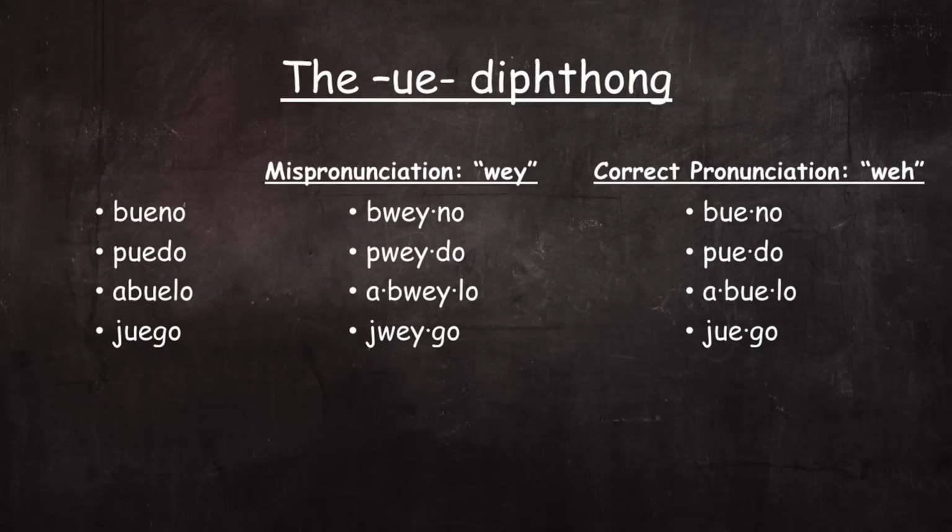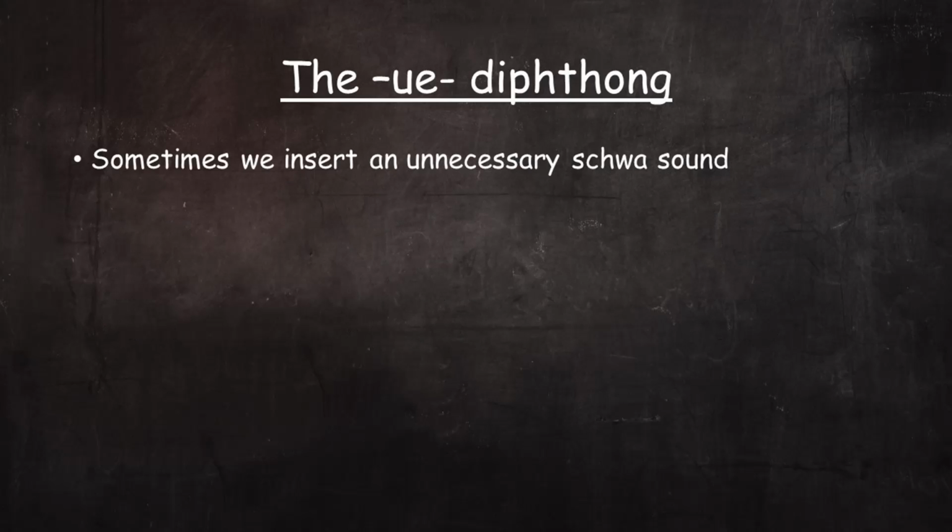I don't really have a simple trick I can recommend for correcting this mispronunciation. Just keep in mind that the UE combination is not pronounced way, but we. Not bueno, but bueno. There are a few extremely common UE words where English speakers also tend to insert a completely unnecessary schwa sound before the diphthong. Examples include luego and nuevo.